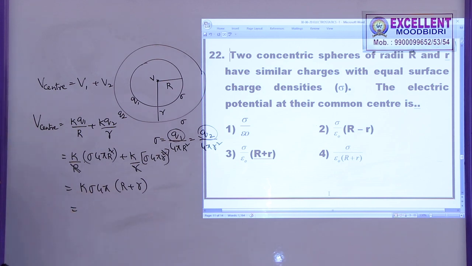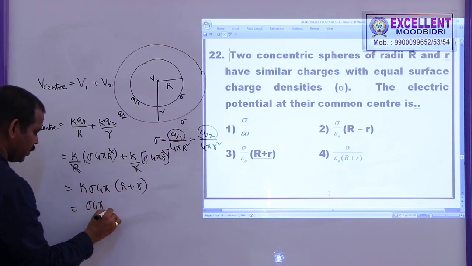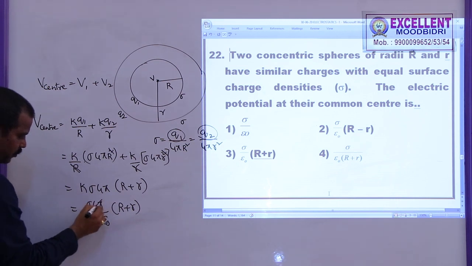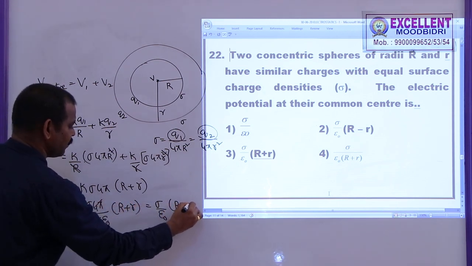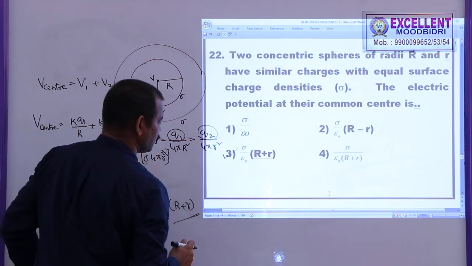But what is the K value? 1 by 4 pi epsilon naught. So this is sigma 4 pi by 4 pi epsilon naught, bigger R plus small r. You can cancel 4 pi and 4 pi. This will be sigma by epsilon naught, bigger R plus small r. So the answer is sigma by epsilon naught, R plus small r. Third option is correct.